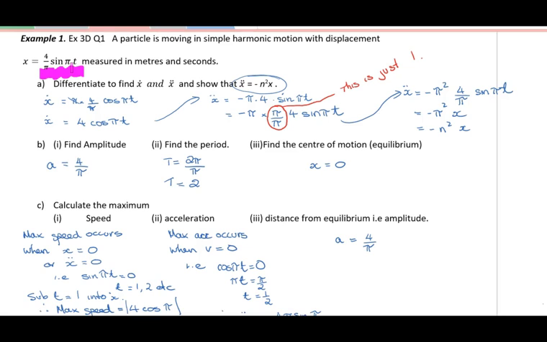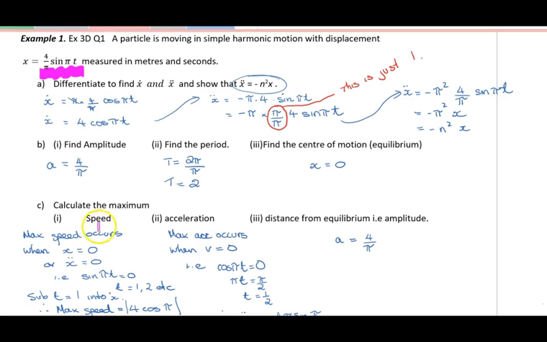So how long does it take? If this is in seconds, it takes 2 seconds to complete one oscillation. The centre of the motion, there's nothing indicating in the graph, in the function that it's been pushed up or down. So equilibrium will be at x is equal to 0.